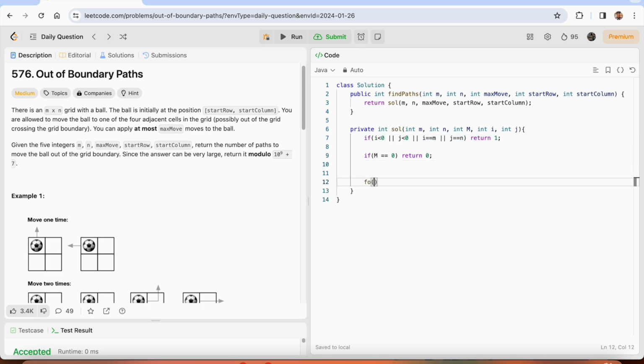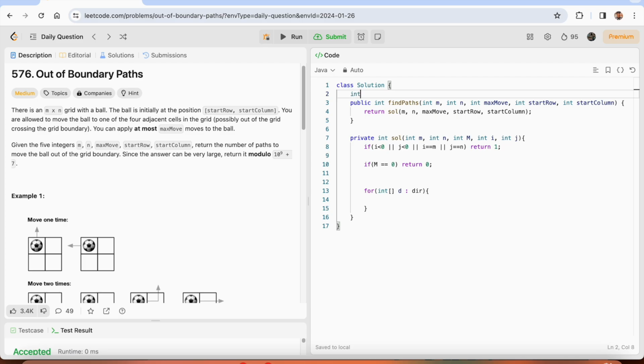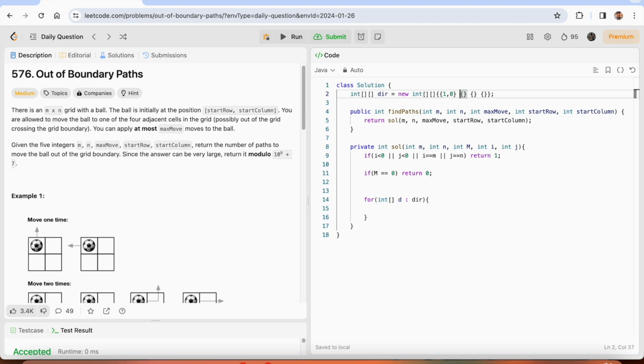And now we have to move in all four directions. For that, an integer array dir. I'm taking a global variable to store my directions: new int 1, 0; 0, minus 1; minus 1, 0; 0, 1. These are the four directions where I can move. Now it is covering all the four directions.